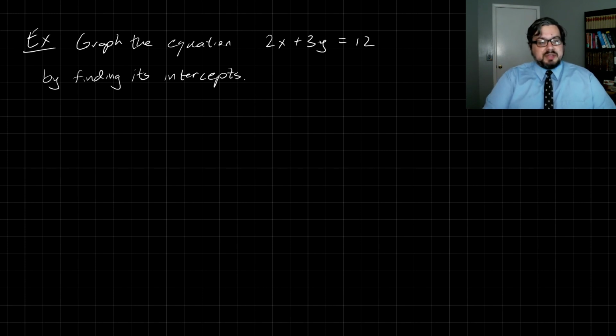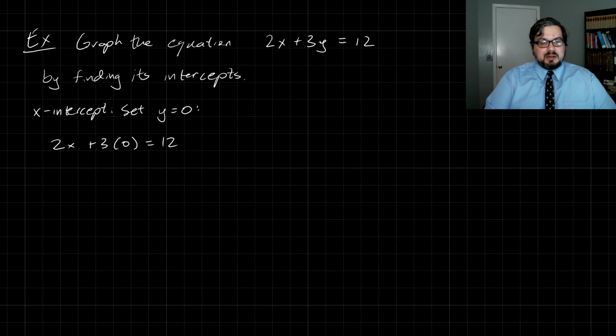So let's do that. So to find the x-intercept, we set y equal to 0. So that'll give us the equation 2x plus 3 times 0 equals 12, which gives us 2x equals 12. Dividing by 2 gives us x equals 6. Now, the x-intercept is, properly speaking, not 6, but the point 6, comma 0. So the x-intercept is the point 6, comma 0.